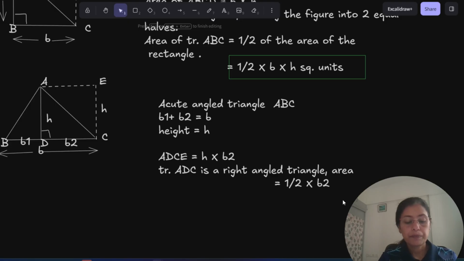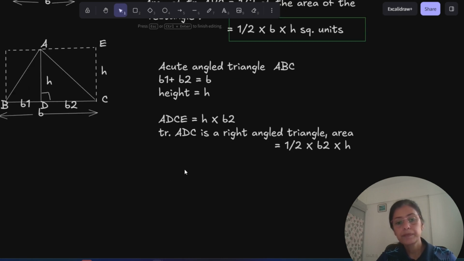Base is B2 and what is the height? H. Okay. Similarly, what we can do is, we can extend this side. Just like we did AE, we can extend on this side as well, right? Both this, right? And what do we see here?